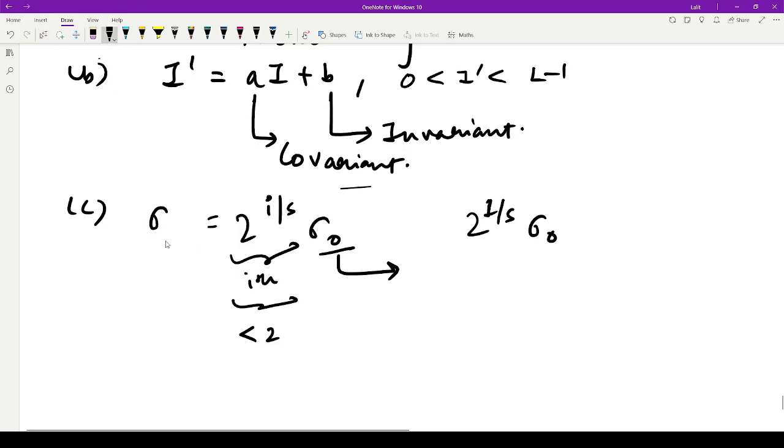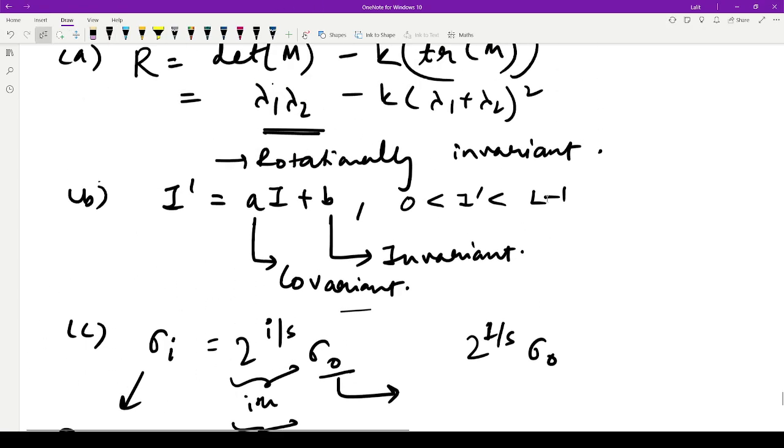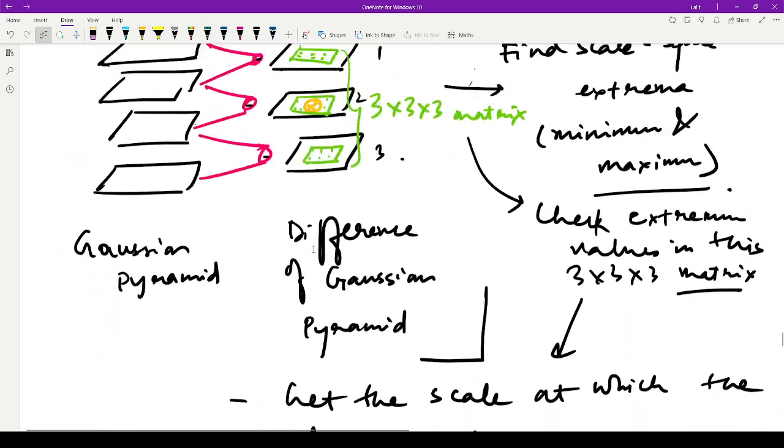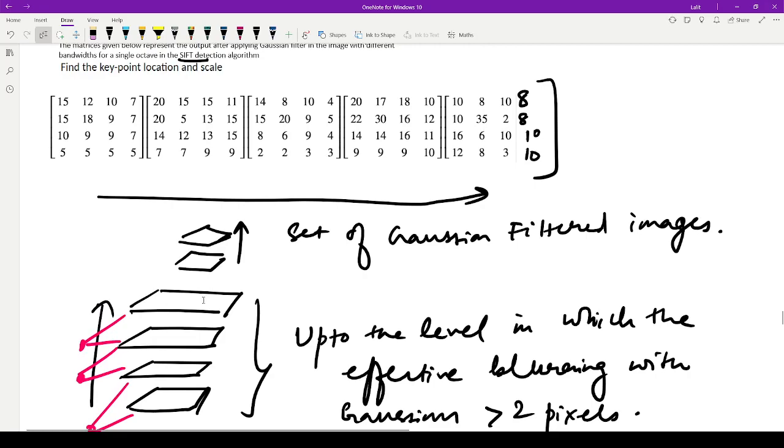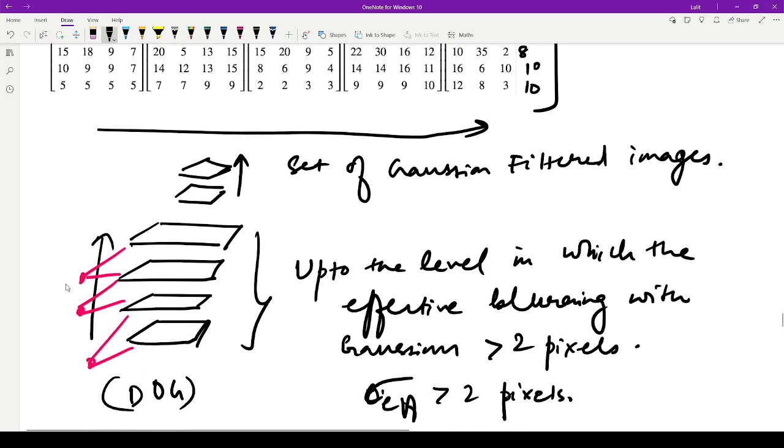Here this should be sigma of I, not sigma s plus 1. This is what I am saying is the effective sigma. This effective sigma should initially be less than 2, but if you repeatedly apply the Gaussian blurring, you will cross a point where the effective sigma increases more than 2. Once that happens, you can decrease the image size and then continue. So this thing is called an octave.